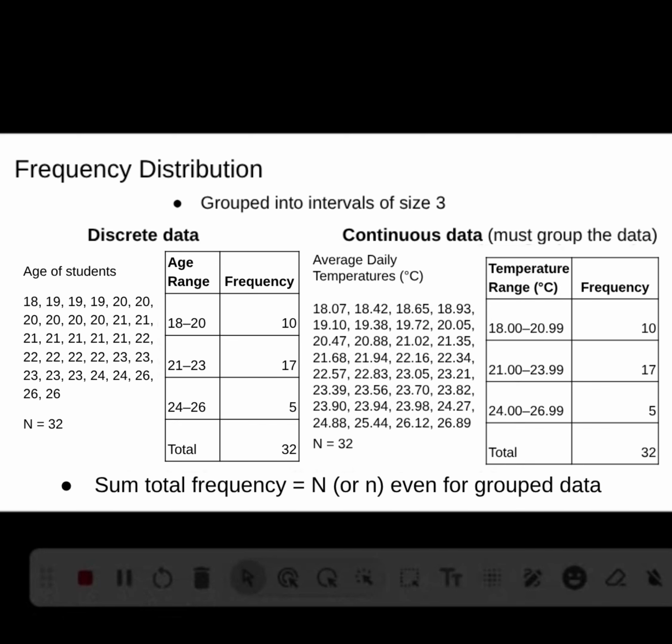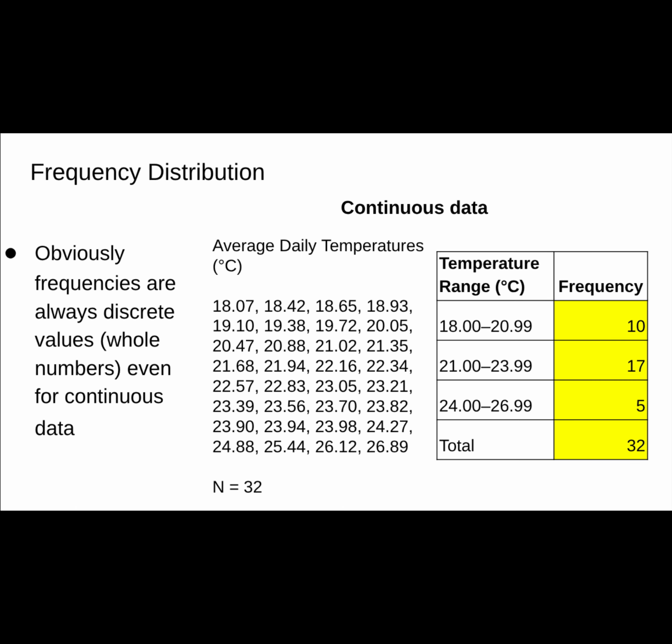In reality, we always limit the number of decimal places we use for continuous data, so all data is technically discrete. But because in theory we could always choose to work with more decimal places, we still treat it as continuous. This is obvious, but just to make sure it's clear, the frequency values themselves, which are just the number of data points within a certain range, are always discrete whole numbers, even for continuous data.